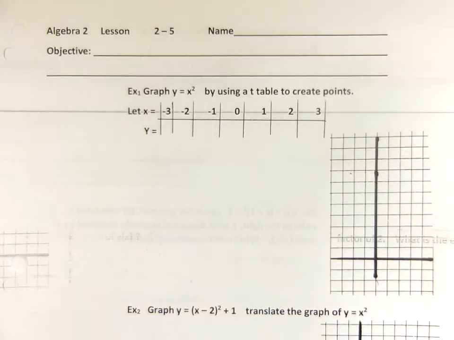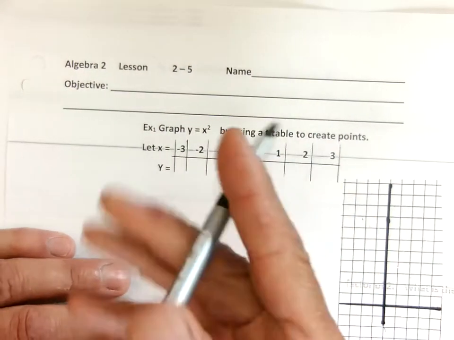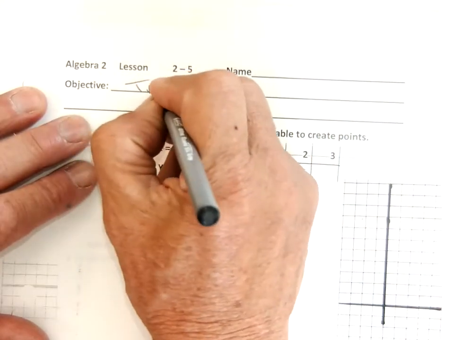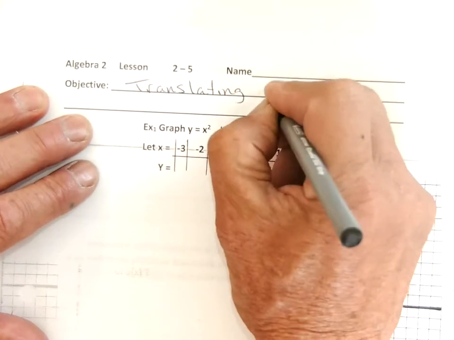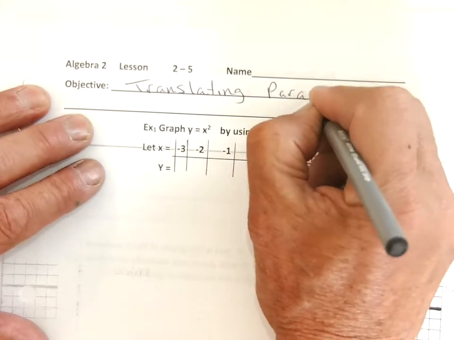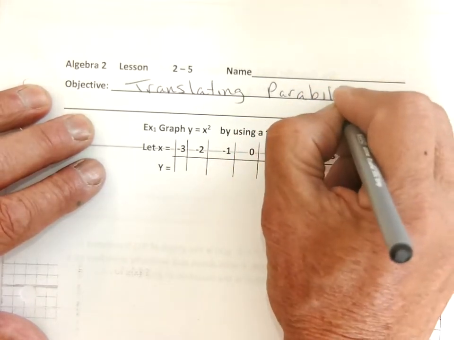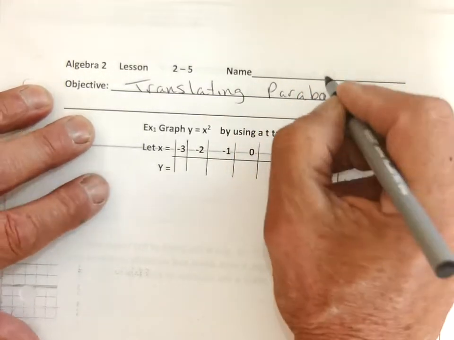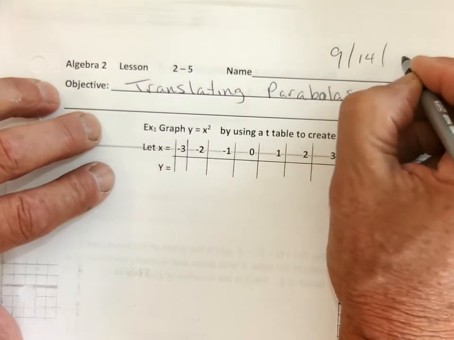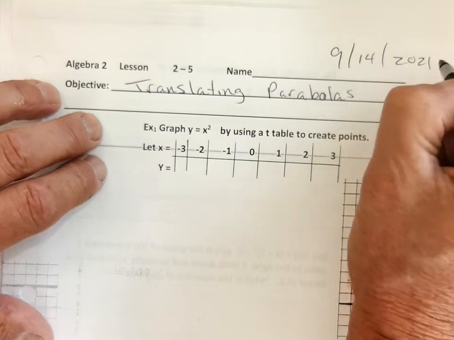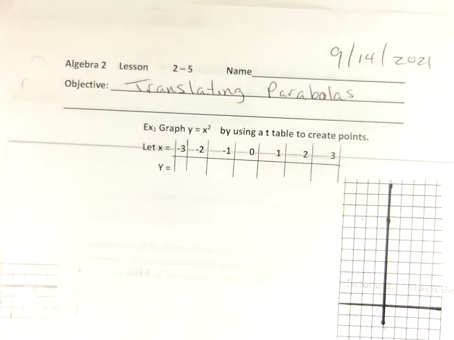We are live. Okay, so today our objective is translating parabolas. Fancy words. Let's put it in plain old English, okay? I'd put it in Spanish if I knew how to say it in Spanish, but I'll just put it in English. Parabolas? That's easy, okay? Fácil.